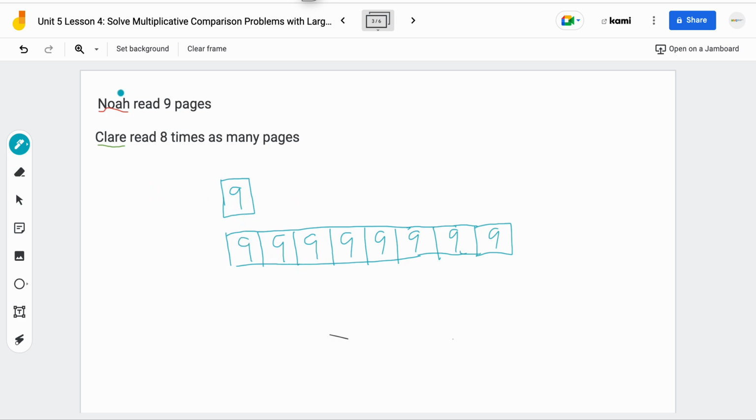We have Noah. Noah read 9 pages. And Claire, she read 8 times as many. So the value of this will basically be that multiplication of 8 times 9, which is 72. So Claire actually read 72 pages.